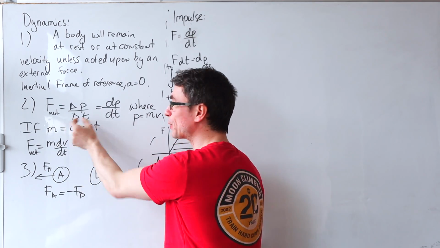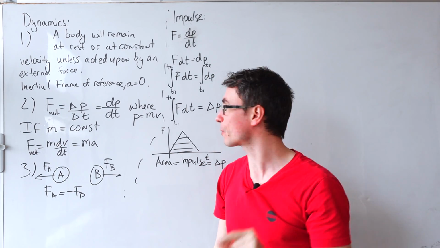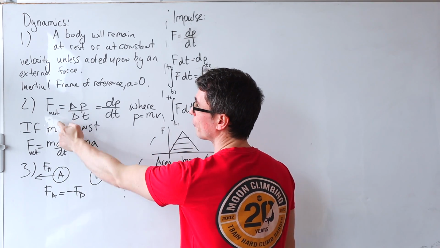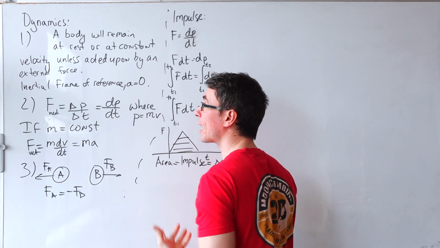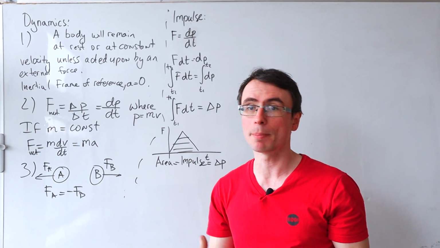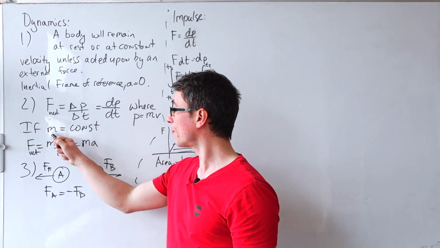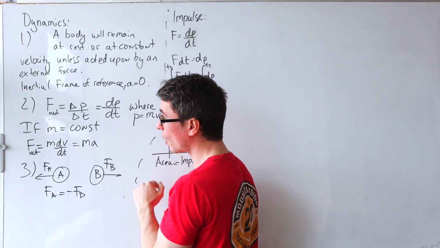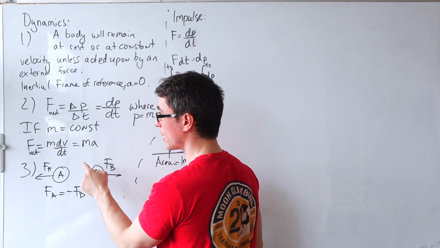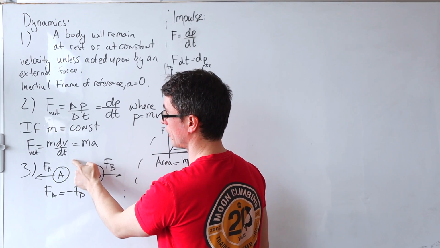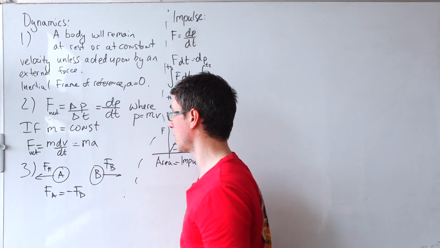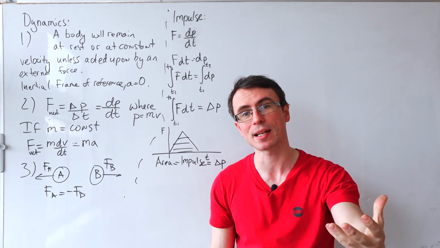Once we take our little triangle to get smaller and smaller and smaller, we involve calculus, and the net force is equal to the time derivative of the momentum. Well, if the mass is equal to a constant, then the net force is equal to m dv by dt, where dv by dt is, of course, just the acceleration.